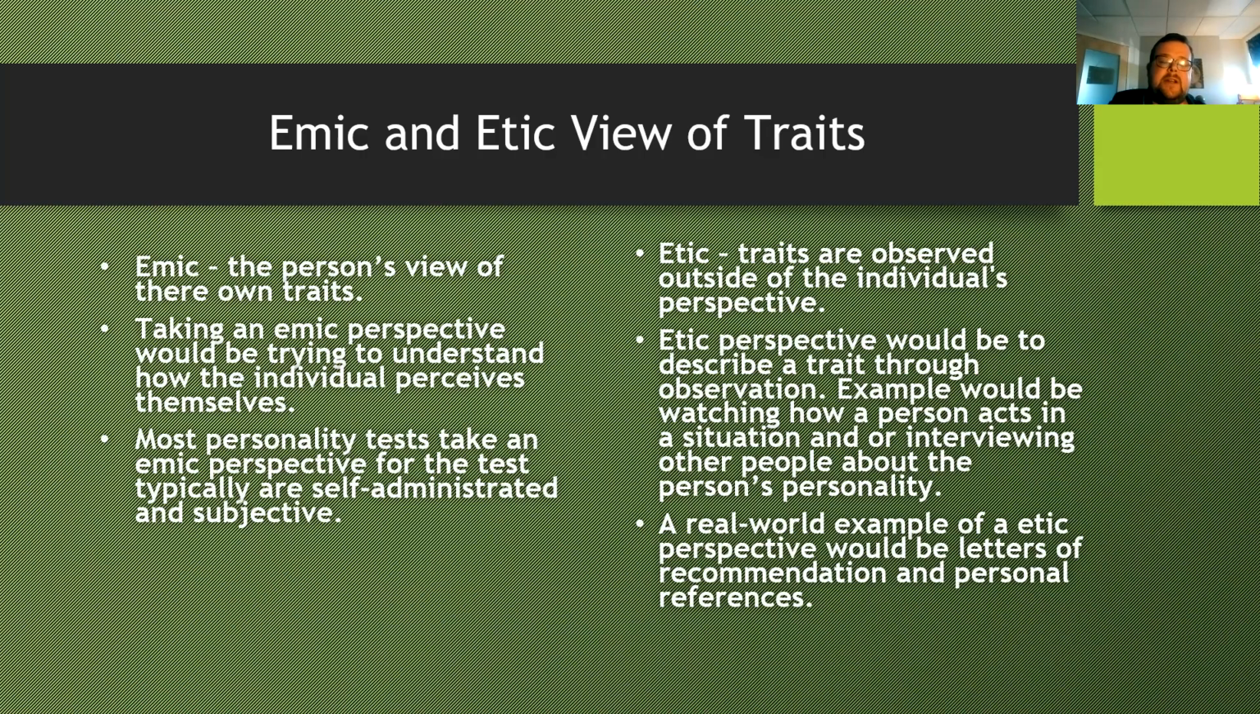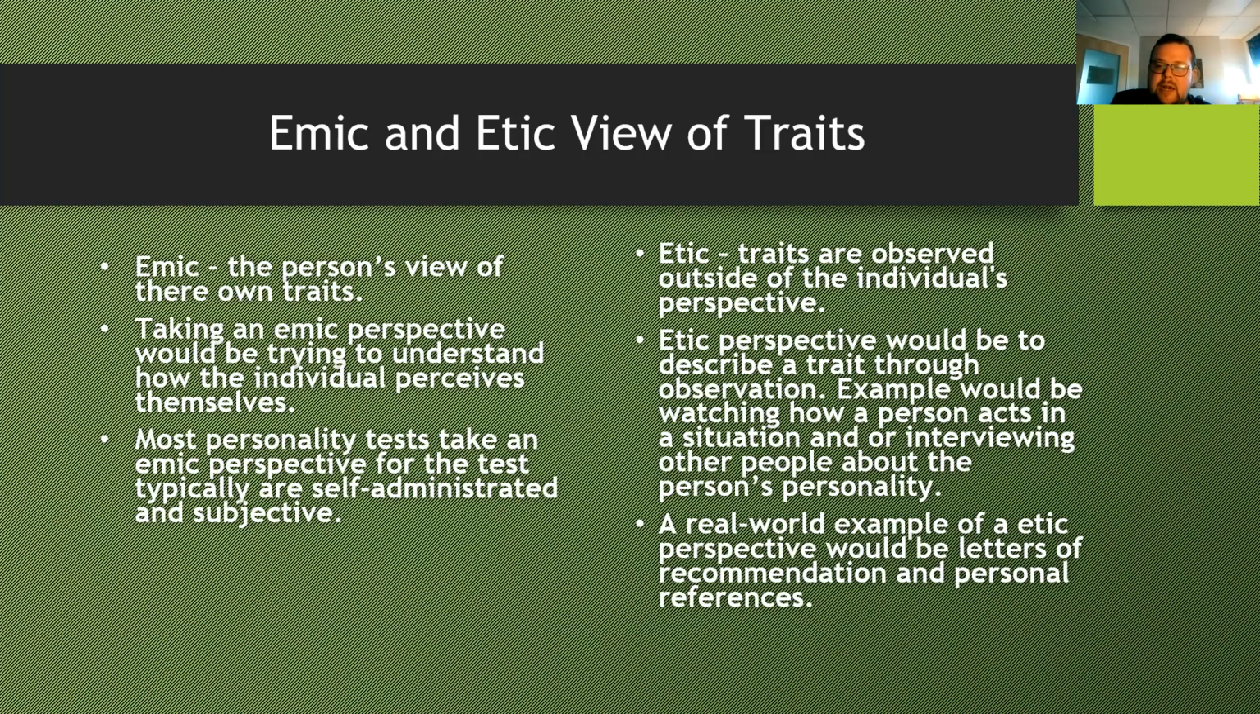Now, the thing to remember is that in theory, the Myers-Briggs is an Emic perspective, meaning how you get your results is you take it subjectively, okay? When someone is labeling someone else's traits, that's Etic. So traits are observed outside the individual's perspective. So when you describe yourself, that would be Emic. When you describe someone else, if you're only going by observation of that person, that's Etic. So Etic perspectives would be described as traits, describing a trait through observation.